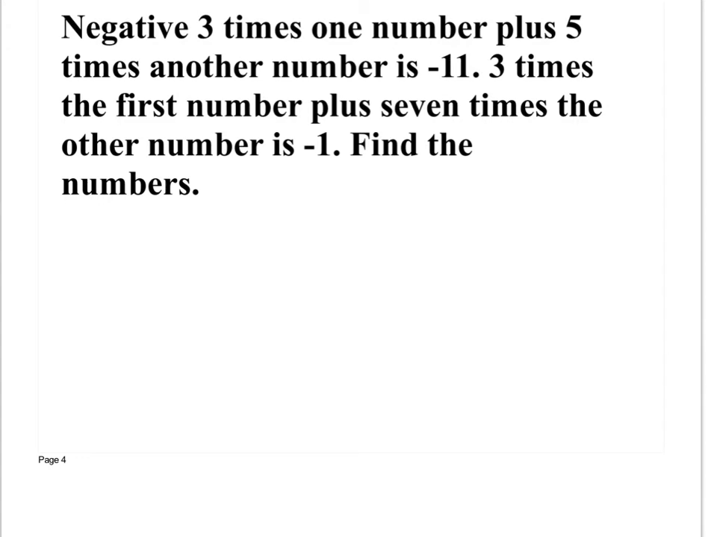Negative 3 times one number plus 5 times another number is negative 11. 3 times the first number plus 7 times the other number is negative 1. Find the numbers. So we're going to call the first number x. Negative 3 times one number, so we're going to say negative 3x, plus 5 times another number. The other number we're going to call y. So 5y equals negative 11.